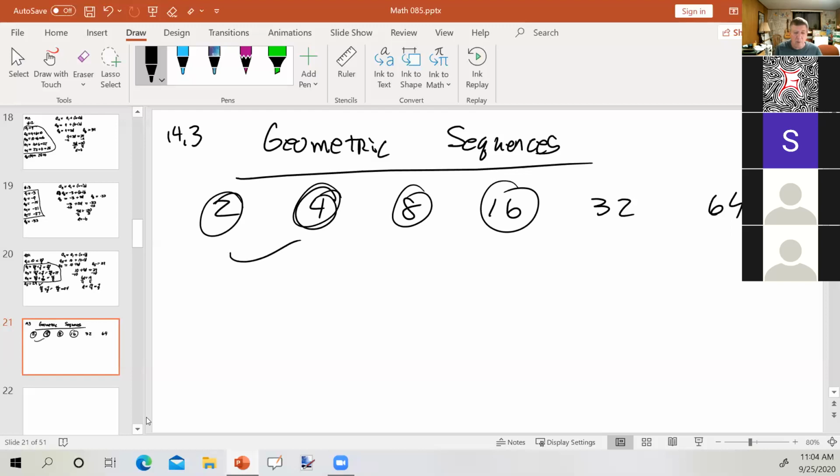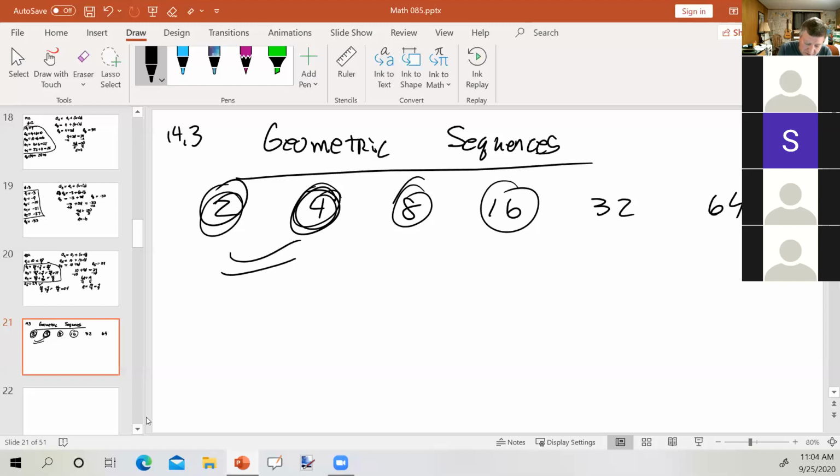Well, going this way, you multiply, so going that way, you would divide. If you take any term in a geometric sequence and you divide it by the previous term, you get the common ratio. What is 4 divided by 2?